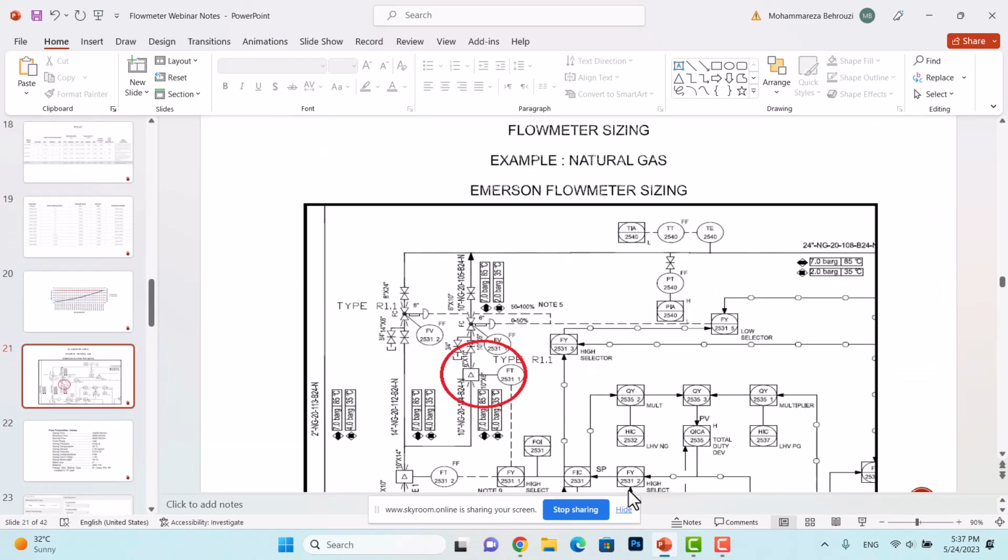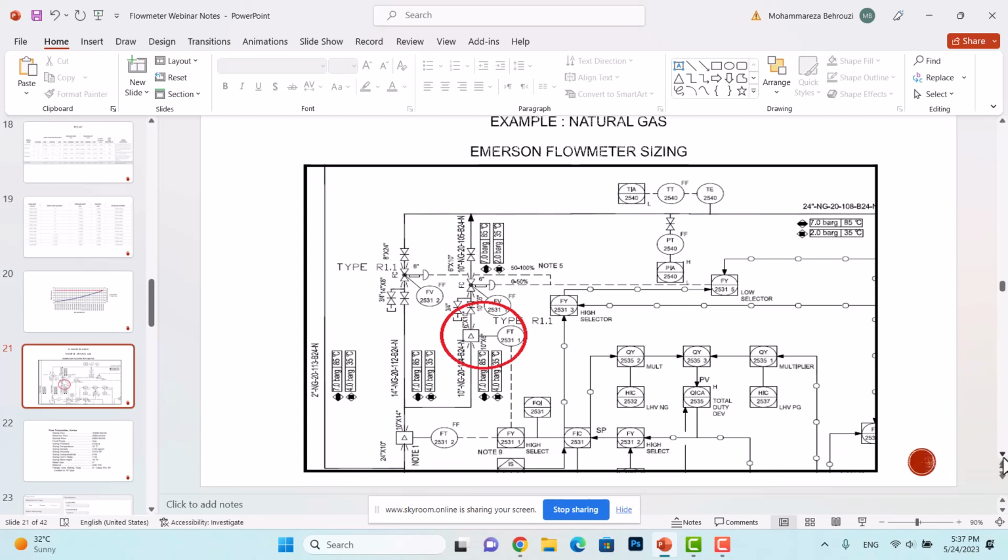is sizing a vortex flow meter for natural gas, which is used as the fuel system for fire heaters. As you can see here, we have methane as the natural gas, which is used as the fuel for the fire heaters, and here is the vortex flow meter. It is going to be installed on a line with the diameter of 10 inches, and the finalized sizing of this flow meter is 6 inches.